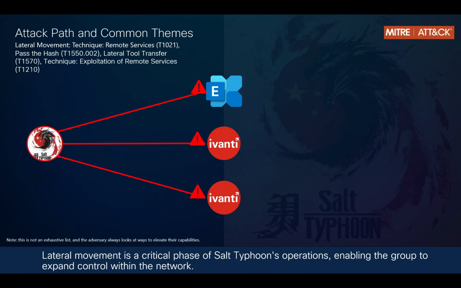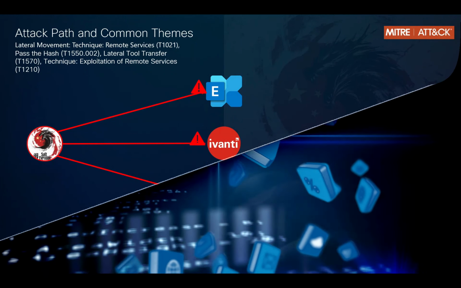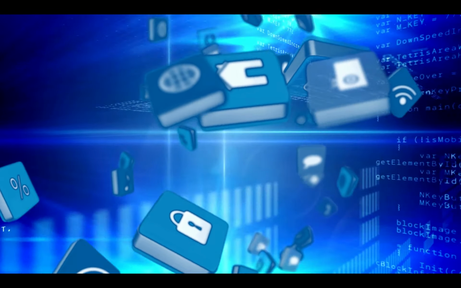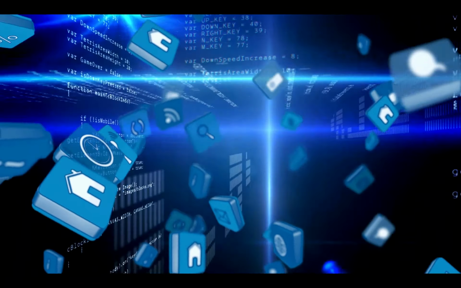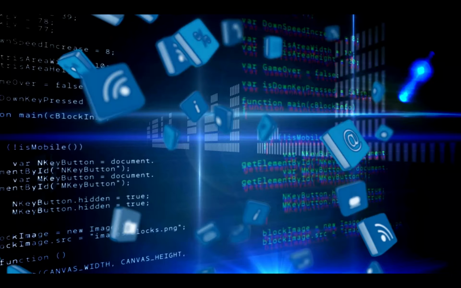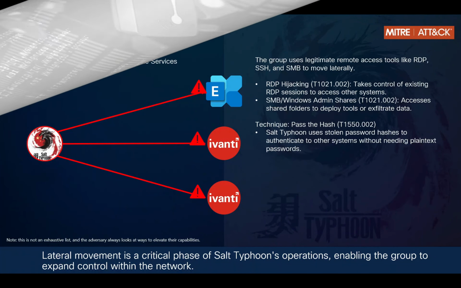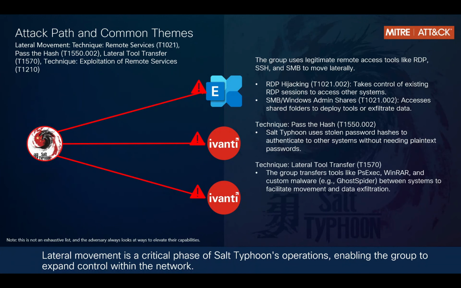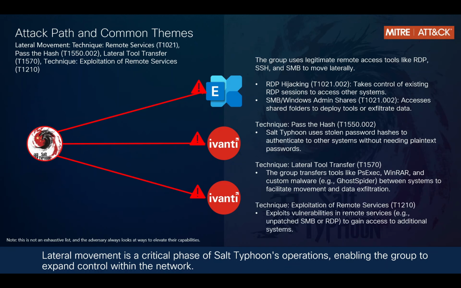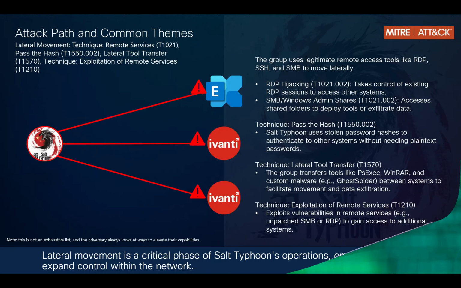Now, here's the lateral movement piece, which is going to be the core focus of the rest of the session. But the adversary used a variety of capabilities, from RDP hijacking to SMB Windows admin shares to pass the hash to lateral tool transfer and exploitation of remote services.